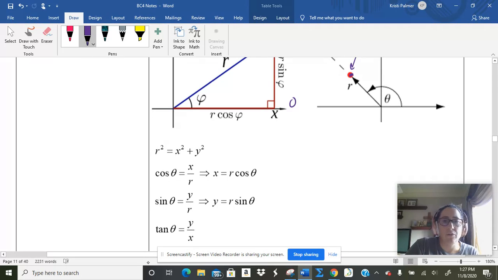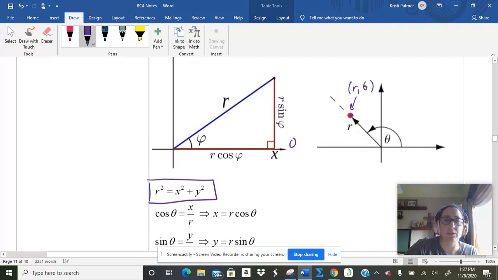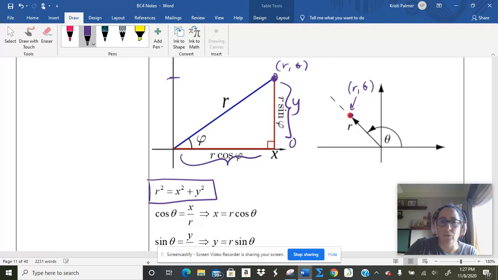So we need to know these conversions though, that r squared is the same as x squared plus y squared. So look at this. If this is this r theta value, this line right here is your y value, and this would be your x value. So here's your angle. So r squared equals x squared plus y squared. That's just the Pythagorean theorem.